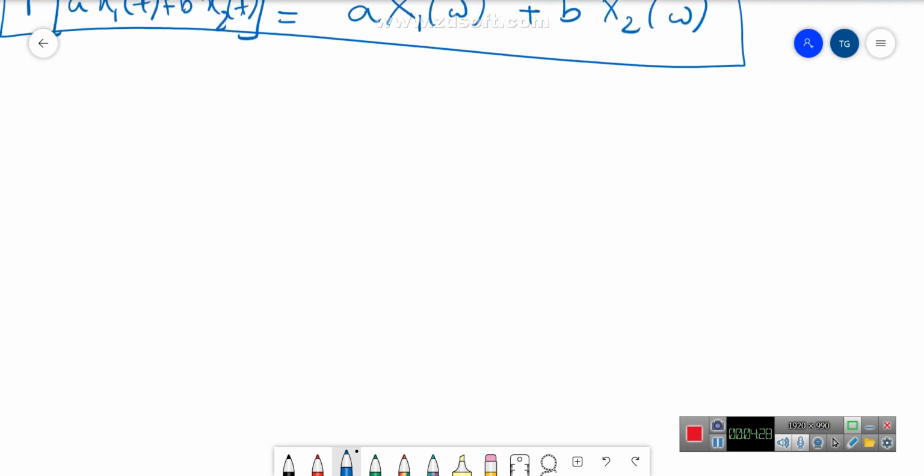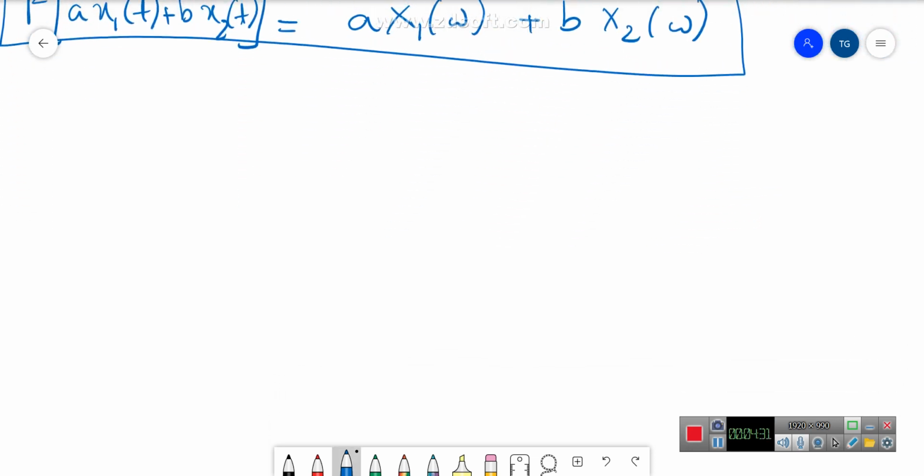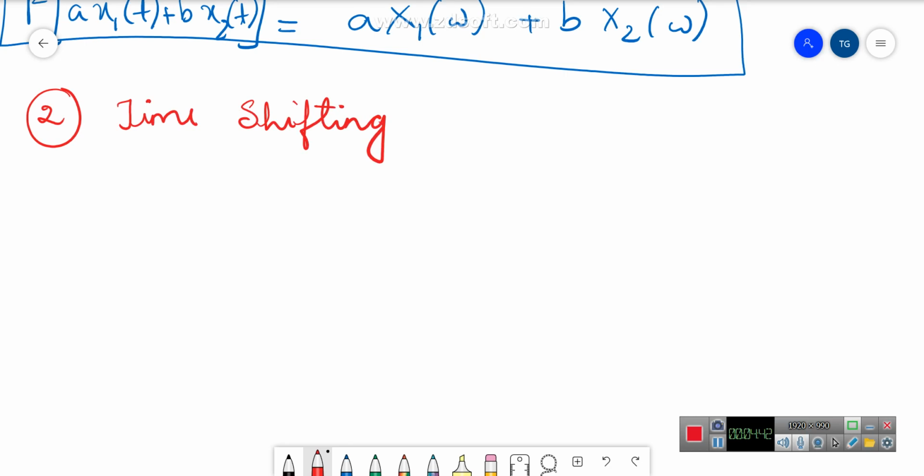Now we will see what is meant by the time shifting property. The second property is the time shifting property. What does it state? It states that if a signal x of t is shifted by t naught seconds, then my spectrum is modified with a linear phase shift of slope minus omega t naught.